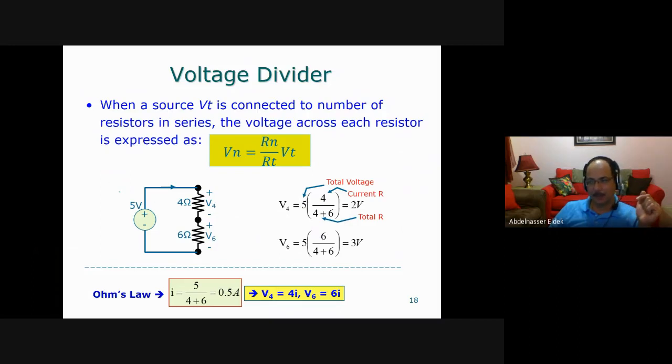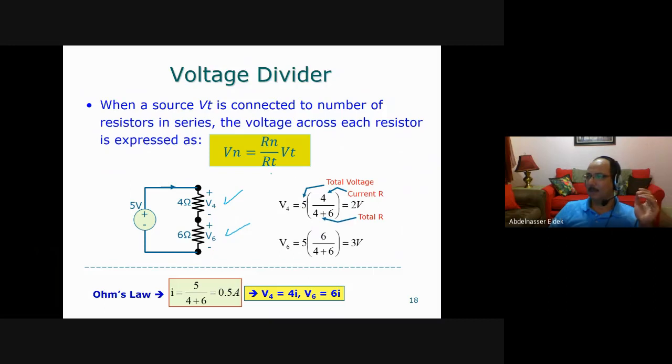If you have a source like this, and it is connected to some resistors in series, then you can calculate the voltage across the individual resistors, like V1, V4, V6. I called it V4 because it is the voltage across the 4 ohm, and V6 the voltage across the 6 ohm. Okay, so how do you calculate it?